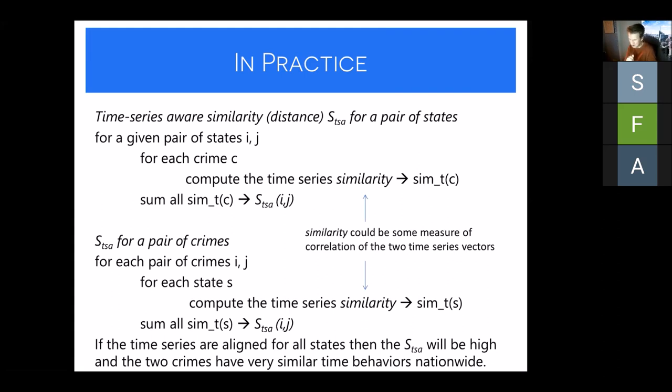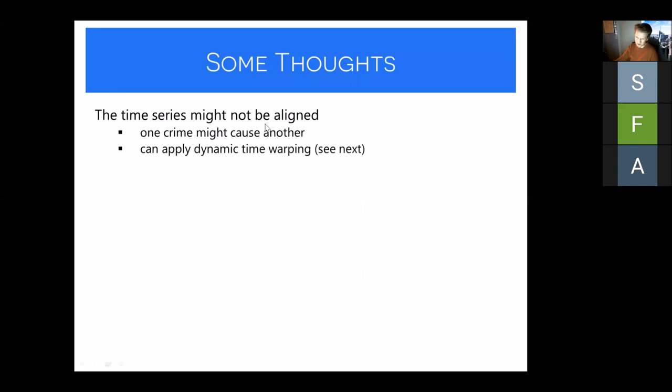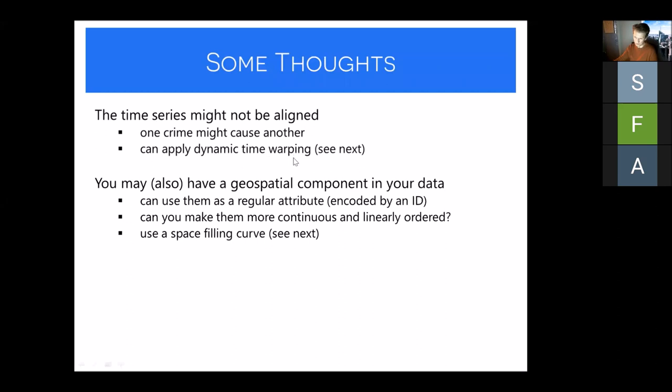Because time is not really a dimension, right? Time is a different dimension. So you have to take that into account. So you may ask, what happens if the time series is not aligned? One crime might cause another one. Then all these time series distance measures fall apart. So you can use something called time warping.